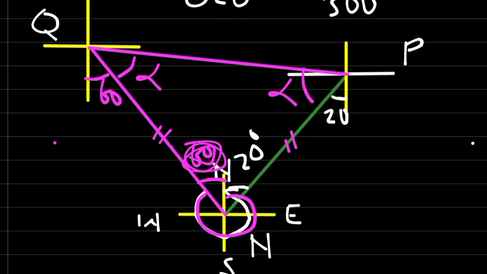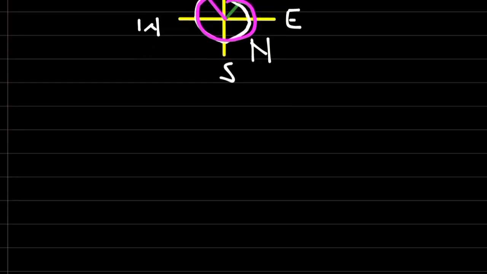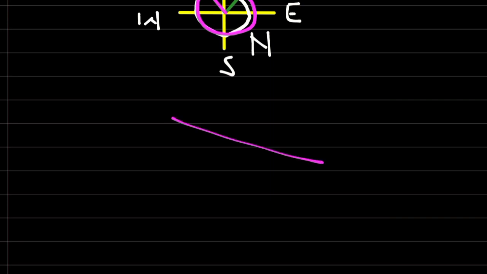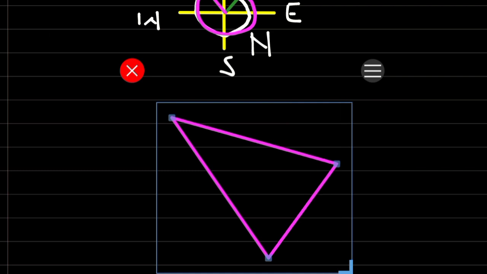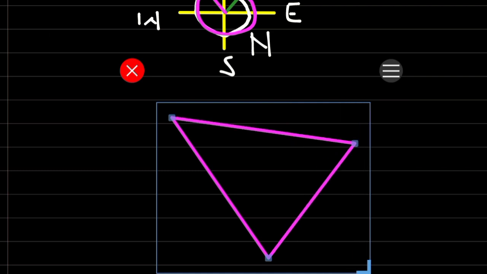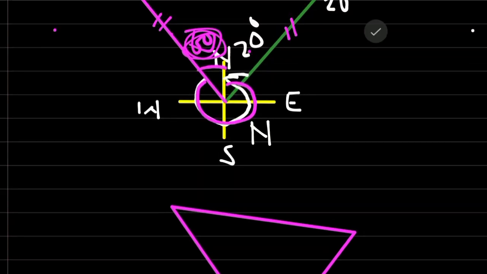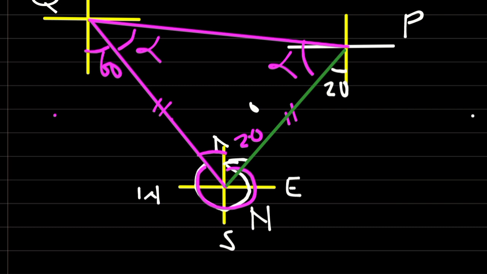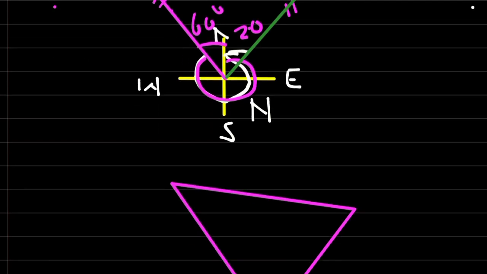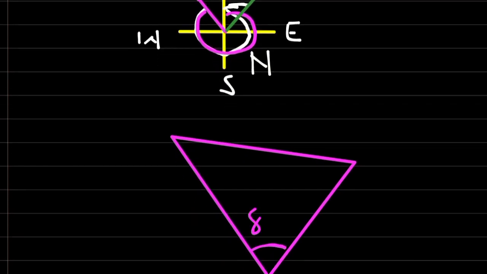Let's extract our triangle from the diagram we have. The total angle here is going to be equal to 20 plus 60. This is 20 degrees here. And this is 60 degrees. Therefore, the total angle here is going to be 80. 20 plus 60, 80. Here is alpha, and here is alpha.